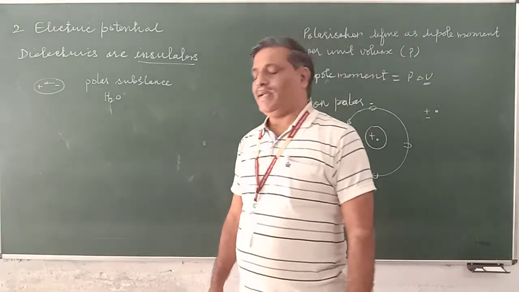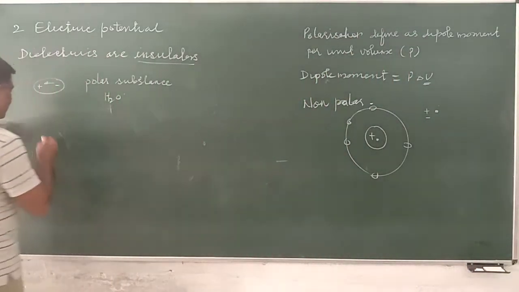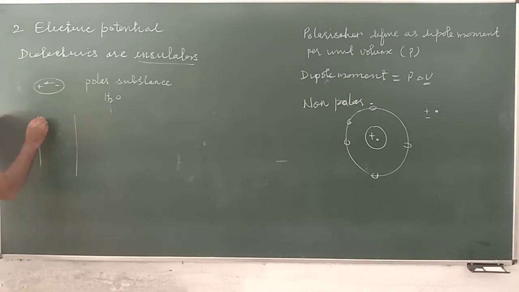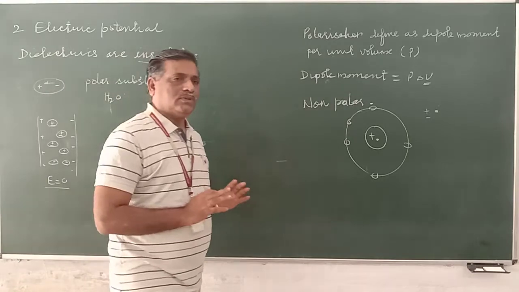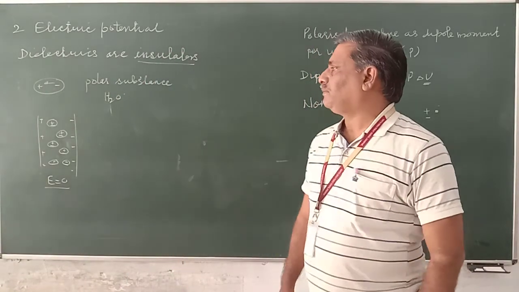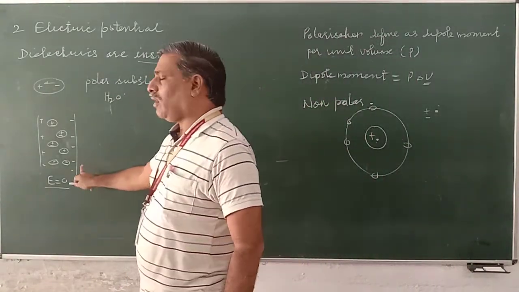Now what happens to them in an electric field? Whenever an electric field is applied, this is plus, this is minus, and these are plus minus. I am talking about non-polar. These are not having any dipole moment. E is equal to 0, field is 0, no dipole moment. This is non-polar I am talking about.